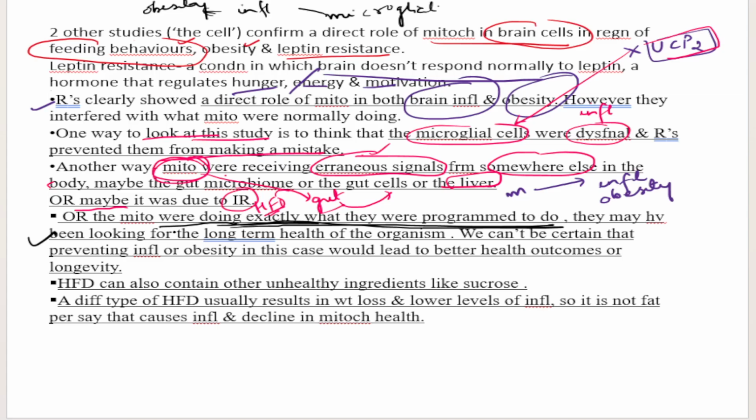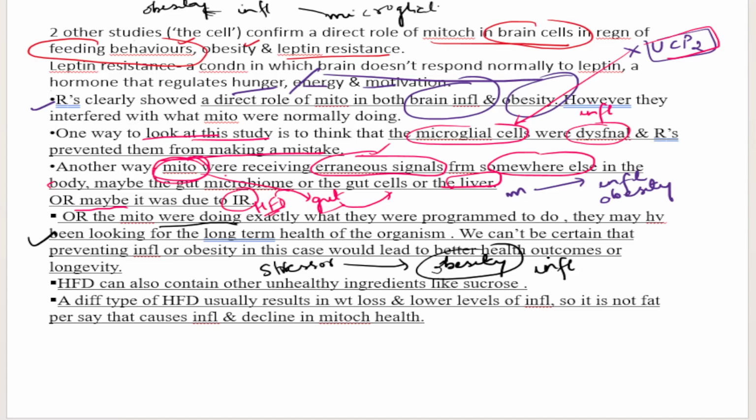They may actually have been looking for the long-term health of the organism. Maybe obesity was good for the long-term health in these circumstances because there was a stressor in the form of high fat diet. So in this case, maybe obesity was a natural reaction. It was a part of the body's defense mechanism, or inflammation was a natural reaction which was a part of the body's defense mechanism. So we can't be certain that preventing inflammation or obesity in this case would have led to better health outcomes or longevity.